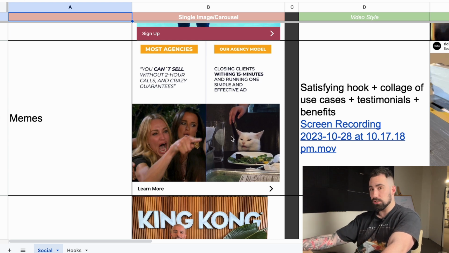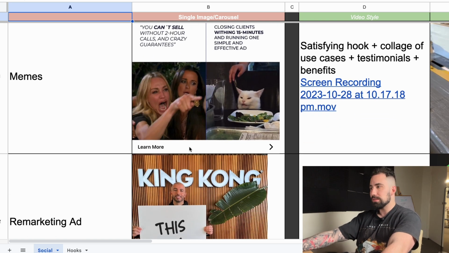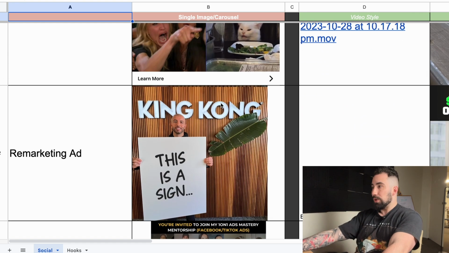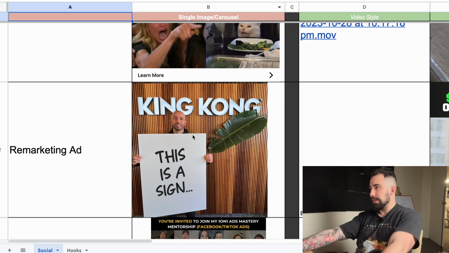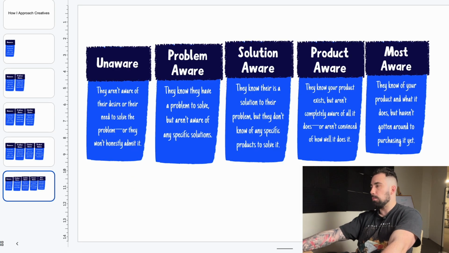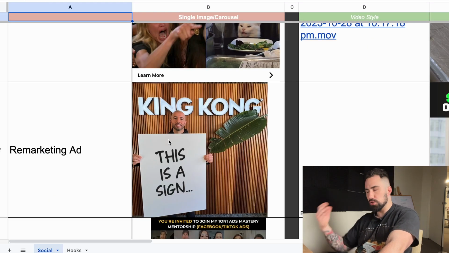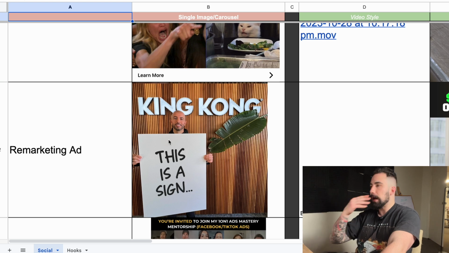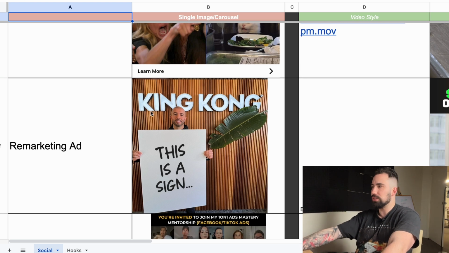I don't have an explanation for this. Maybe you guys have. Just drop it down below. And meme ads tend to not work really well. We have one ad, a remarketing ad, and this is a great ad for most aware. So I know the problem, I know the solution, I know the product, I know everything. I'm most aware now at this stage. So this is a sign.